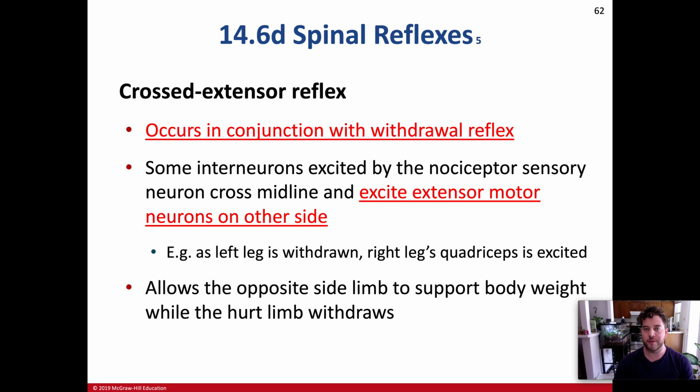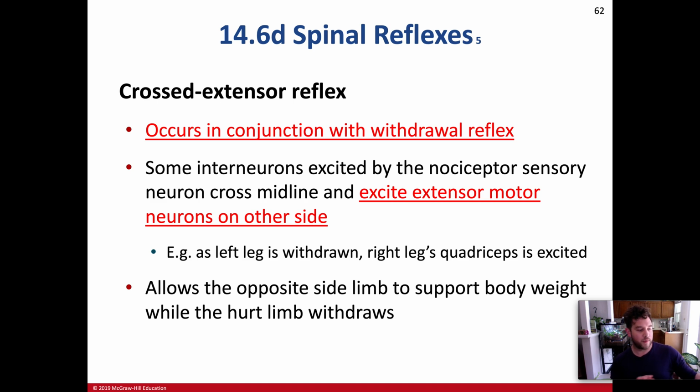The crossed-extensor reflex is paired with the withdrawal reflex. So what happens is some interneurons excited by the nociceptor sensory neurons cross midline and excite the extensor motor neurons on the other side. This helps to allow us to shift our body weight. Because again, if you think, you're walking down a path and you see a snake or something, or let's say it's probably a stick. It's probably not even a snake. You see a stick and you jump back.